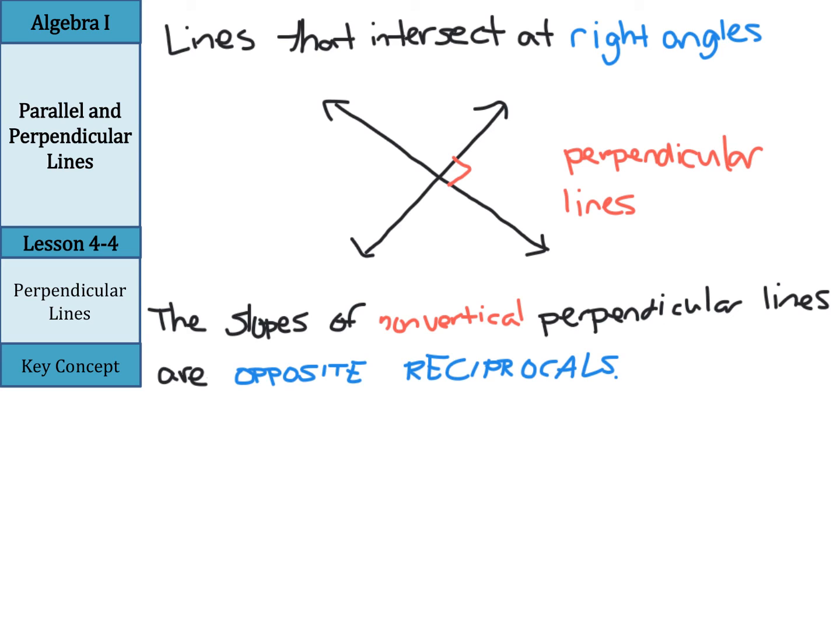Now, opposite reciprocals: if one of the slopes was 3/4, the reciprocal of that is simply 4/3, but to be opposite reciprocals, it's going to be -4/3. So 3/4, that's one slope. The opposite reciprocal of that is -4/3. If you had a slope of, say, 2, the reciprocal of 2 is 1/2. The opposite is -1/2.